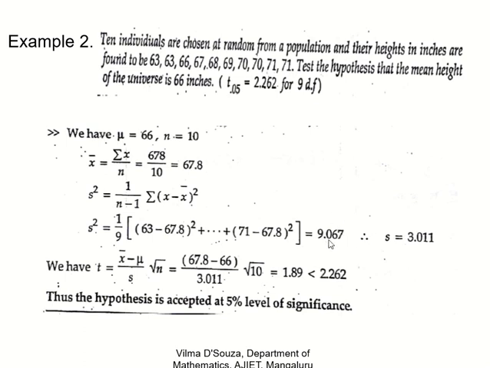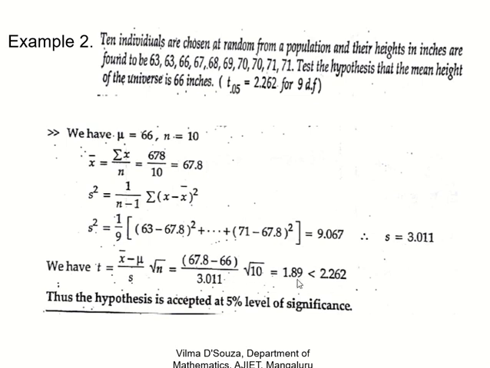9.067. So what is your S? S is equal to root of 9.067, that is 3.011. So using these values, you find t. t is equal to x bar minus mu by S into root n. So x bar is 67.8, mu is 66, S is 3.011, root n, root of 10.